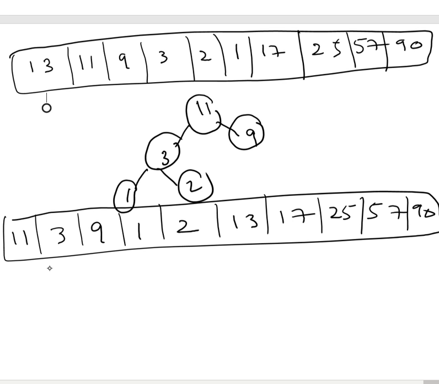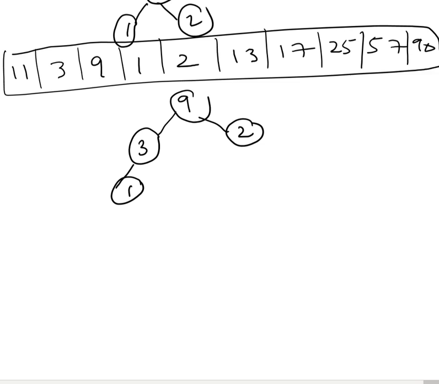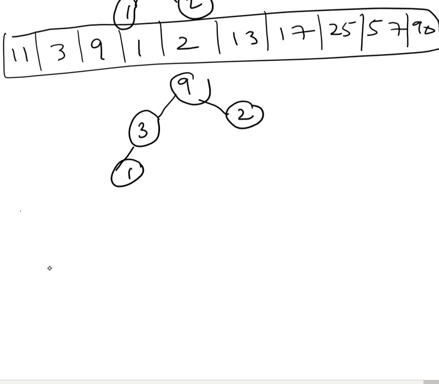Now 11 is done. 9 will be taken as the root: 3, 2, 1. So now what will the array be? 9, 3, 2, 1, 11, 13, 17, 25, 57, 90.